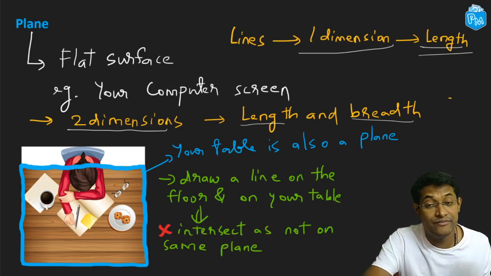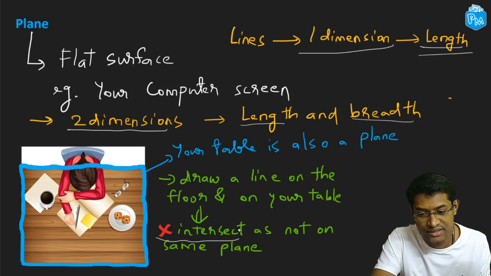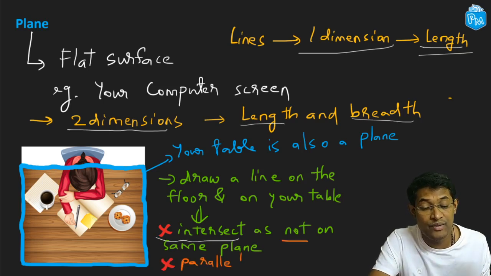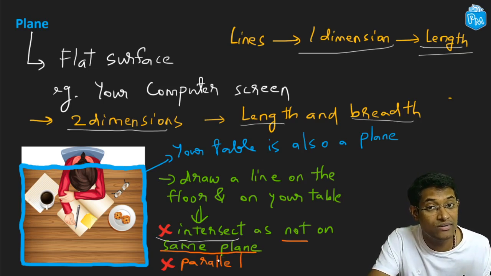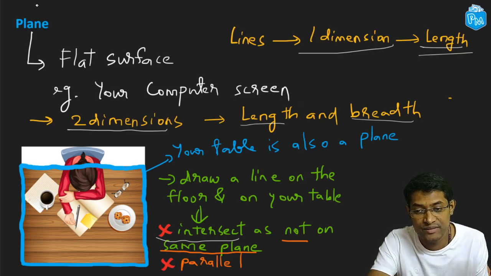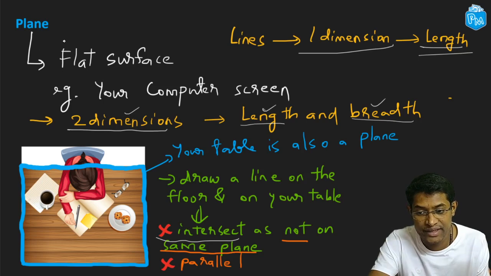They never intersect because they are not on the same plane, right? They won't intersect, but because they are not on the same plane, you cannot call that these two lines are parallel. Okay, so for two lines to be parallel, they need to be on the same plane, and we have seen that planes are two-dimensional. They have length and breadth, and a plane is nothing but a flat surface.